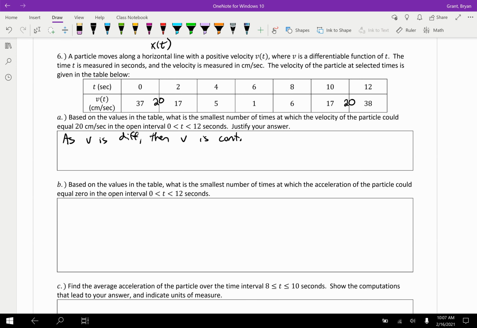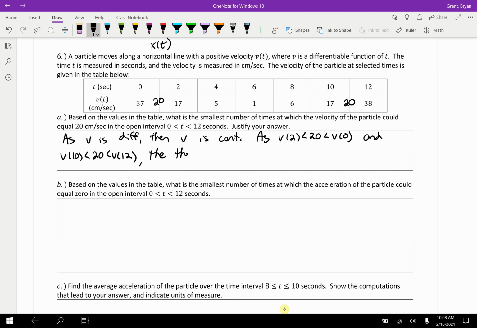Okay, what's next? As 20 is in between these two, right? So 20 is in between V of 2 and V of 0. So we're going to say V of 2 is less than 20, which is less than V of 0, right? That's just stating this right here. 20 is in between those outputs. And we'll do it one more time up above. Let's see. V of 10 is less than 20, which is less than V of 12.